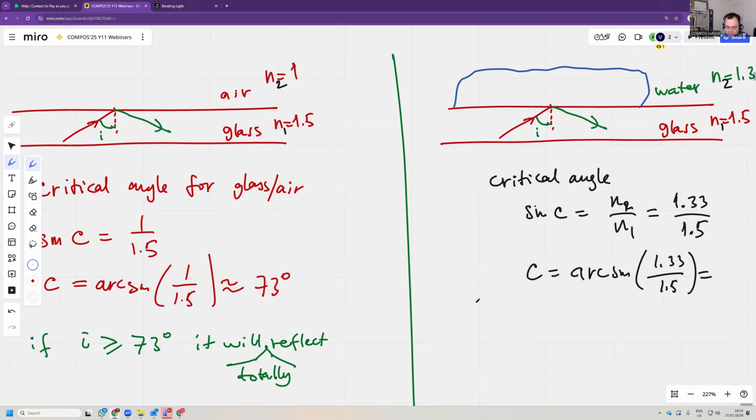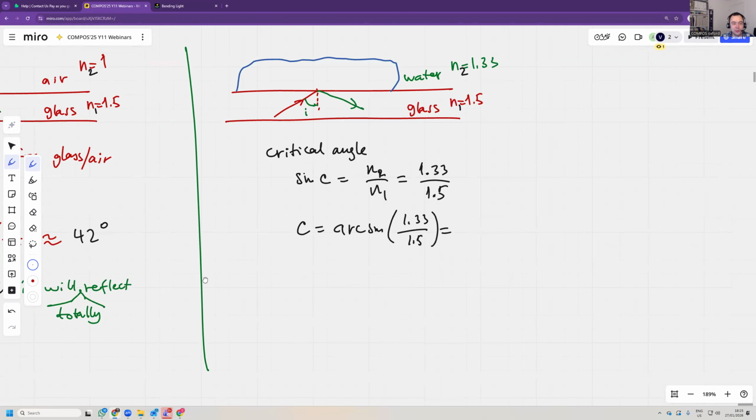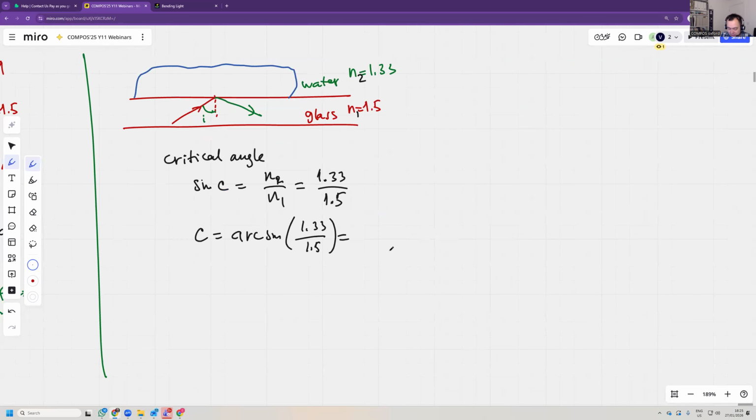Where did I get 73? My calculator is in radians, not degrees. I think that's why. 41, of course. I don't know where I got 73. Apologies. 41, 42 degrees. The angle of incidence is more than 42. And here, with 1.33, it's 62. It's approximately 62 degrees.